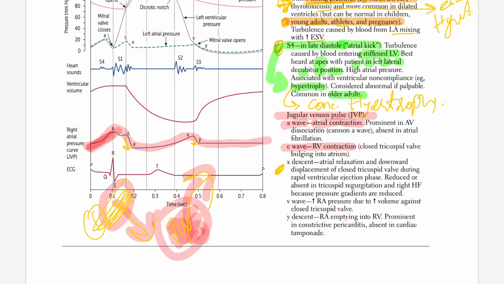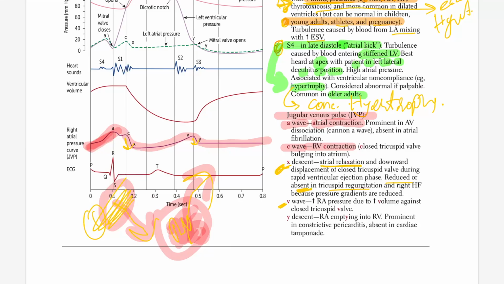X descent is the atrial relaxation, and downward displacement of the tricuspid valve during the rapid ventricular ejection phase. It is reduced or absent in tricuspid regurgitation and right heart failure, absent because gradients are reduced. The important thing is atrial relaxation, and these are the factors which could cause it, or it will be absent in these diseases. But what is X descent? It is relaxation.